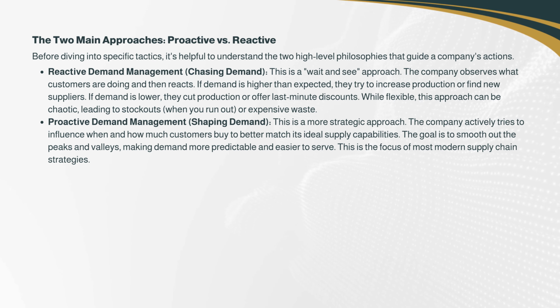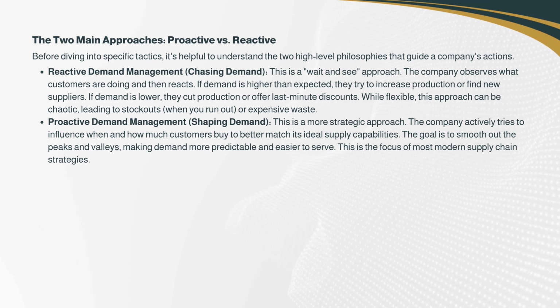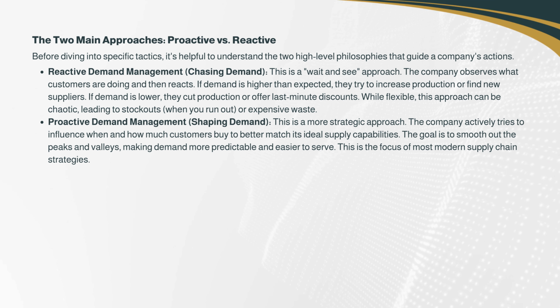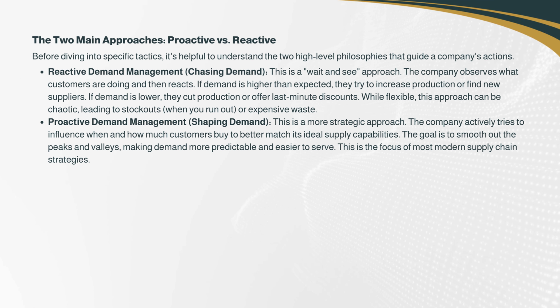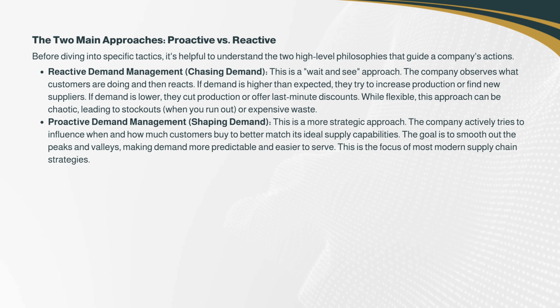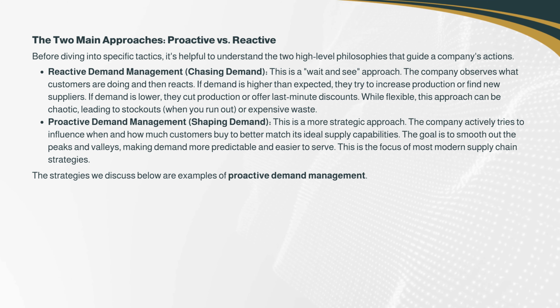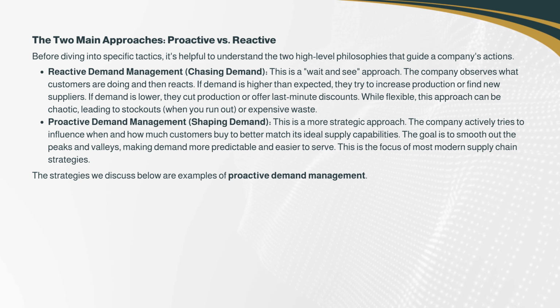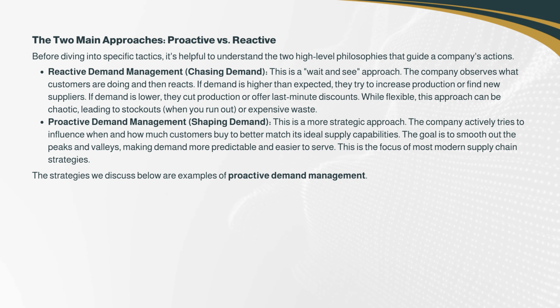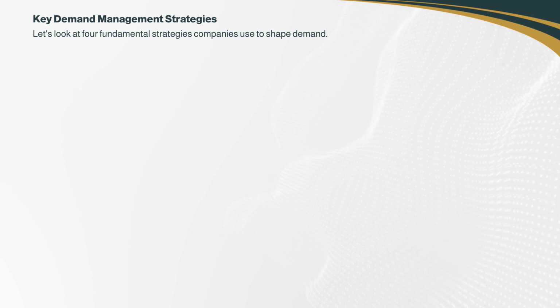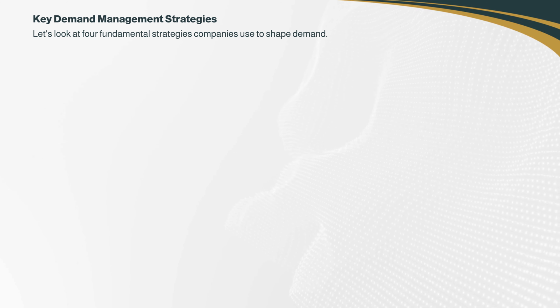Proactive demand management, shaping demand. This is a more strategic approach. The company actively tries to influence when and how much customers buy to better match its ideal supply capabilities. The goal is to smooth out the peaks and valleys, making demand more predictable and easier to serve. This is the focus of most modern supply chain strategies. The strategies we discuss below are examples of proactive demand management. Key demand management strategies. Let's look at 4 fundamental strategies companies use to shape demand.